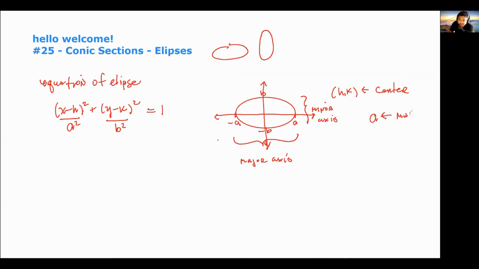This is always true. A will refer to the major, B will refer to the minor axes. There's also one other thing that is true about this ellipse. To draw an ellipse, there are two magical dots that are invisible. We called it something. Oh gosh.